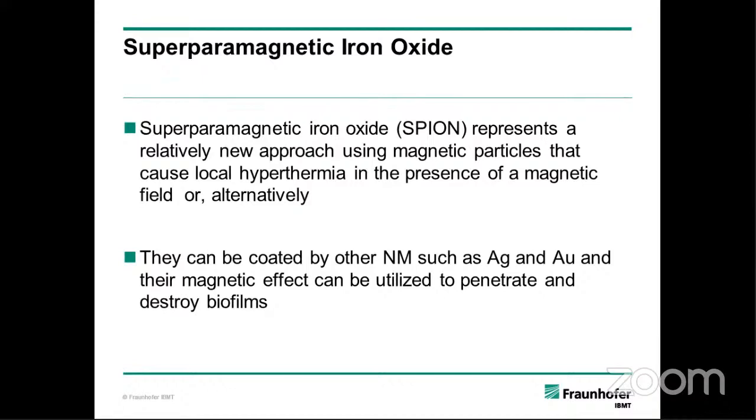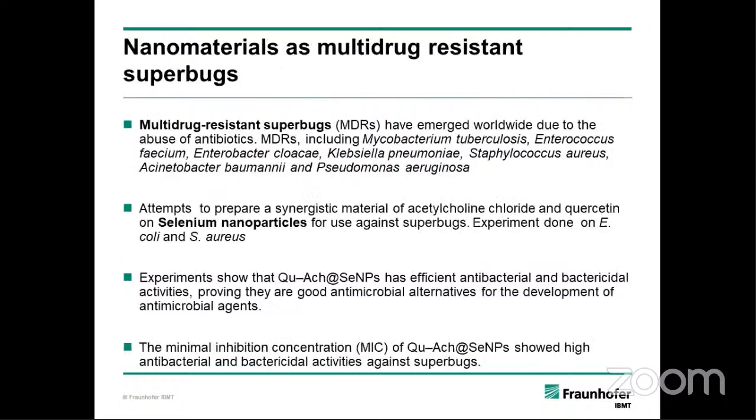So superparamagnetic iron oxide. Mostly due to their magnetic nano property, they are used to destroy biofilms, because due to that magnetic effect, we can use these iron oxide nanoparticles to penetrate by applying the magnetic field. They can penetrate into the biofilm, and then they can disrupt the cell membrane and also the different cell organelles. So that's where they are effective.